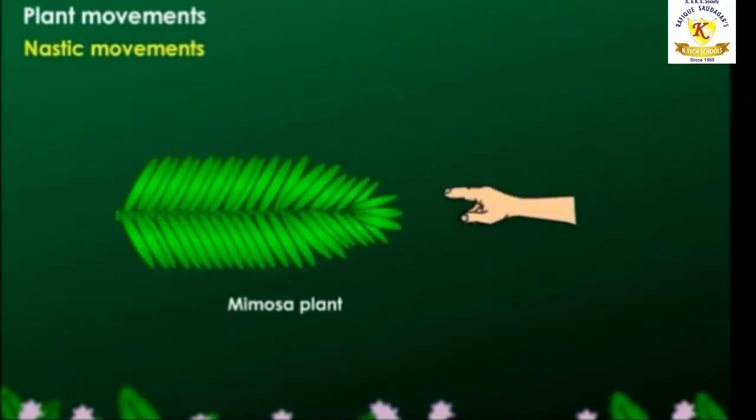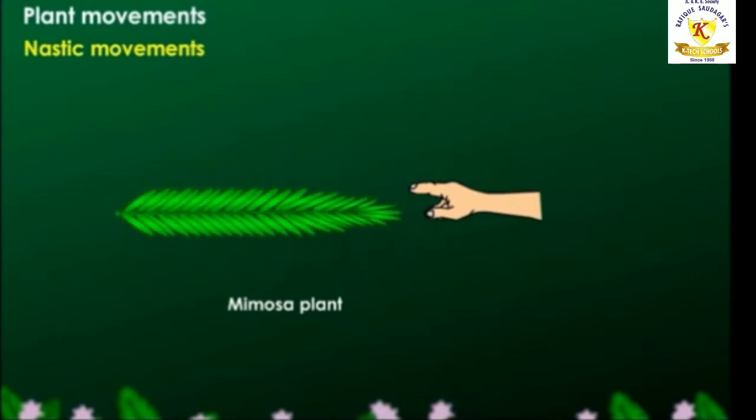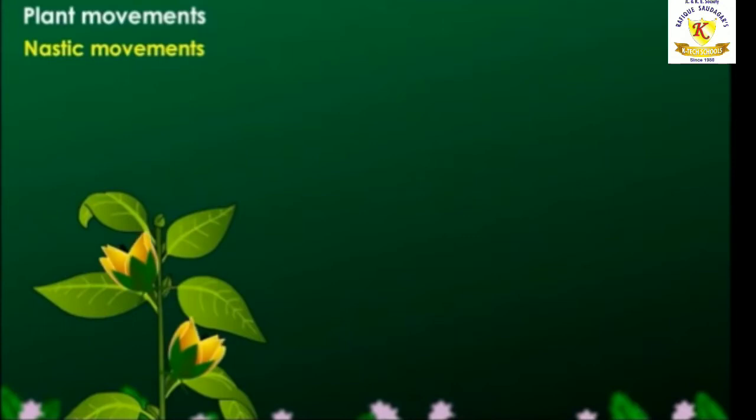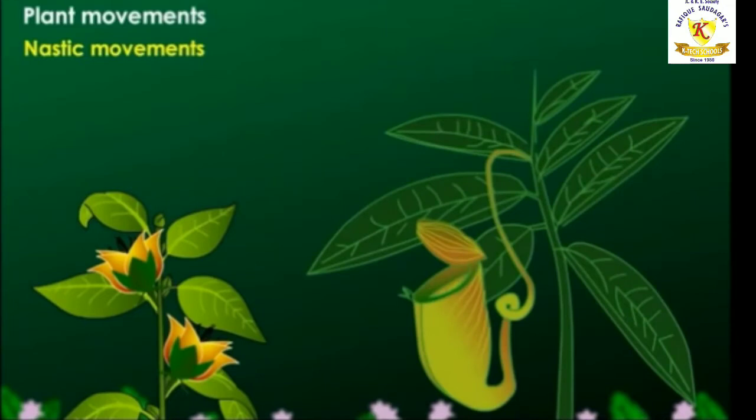Nastic movements. In the mimosa plant, the folding of leaflets of sensitive plants like touch-me-not, the opening and closing of the petals, the closing of the pitcher of insectivorous plants, etc. These movements are known as nastic movements. Understood, children?